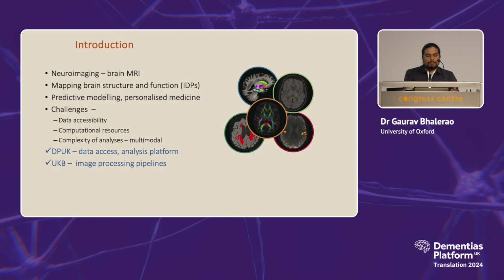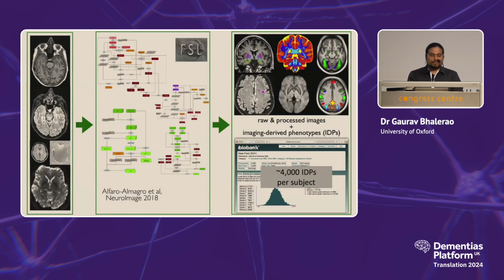Brain MRI has shown itself to be a powerful technique for characterizing brain structure and function. And the image-derived phenotypes that we can extract from brain MRI can be used for translational research. But for researchers, there are certain challenges: how do I access this data, or how do I analyze this data, or where do I analyze this data? And Dementias Platform UK and UK Biobank are wonderful initiatives that are trying to address these challenges.